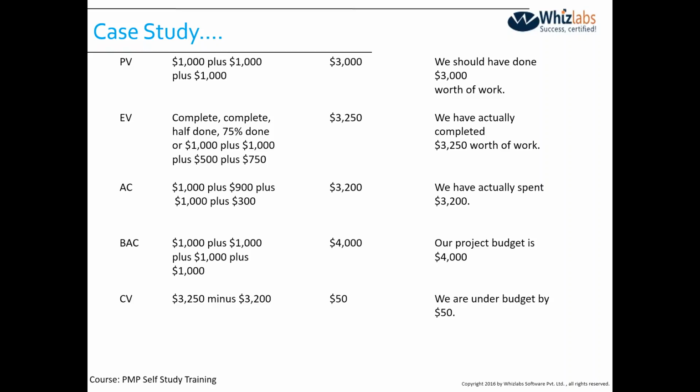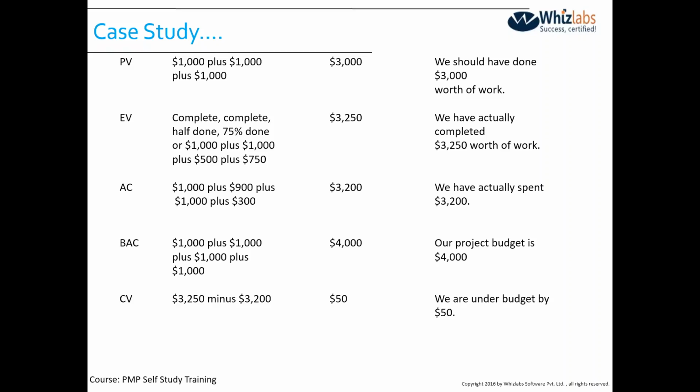So if you look at the cost variance, what is my earned value? 3,250 minus my cost. My cost is 3,200. And what does it give me? It gives me $50. So we are under budget by $50. Another thing you need to remember: your cost variance or your schedule variance, if it is positive, we are good. The moment it becomes negative, there is a problem.